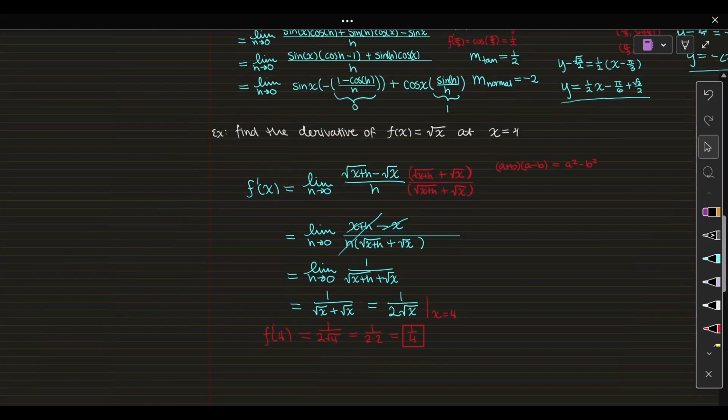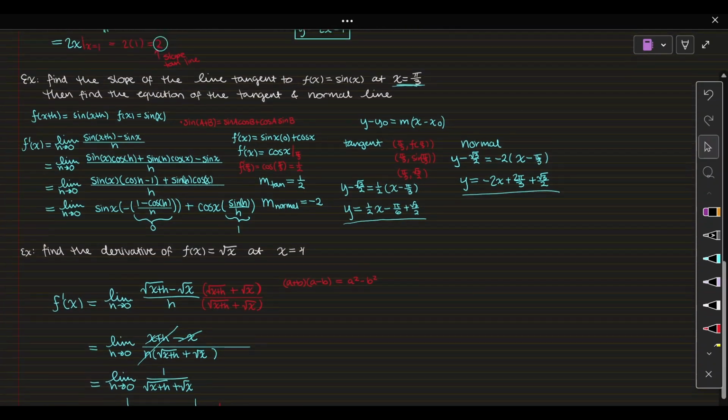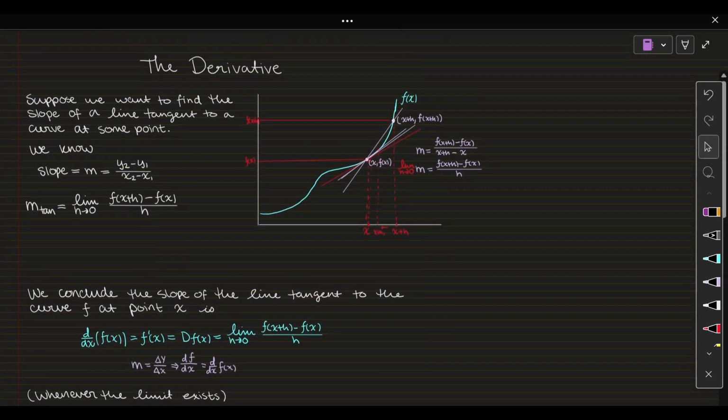Beautiful. Okay, that wraps up what I wanted to say about the limit definition of the derivative and some intuition about the derivative.